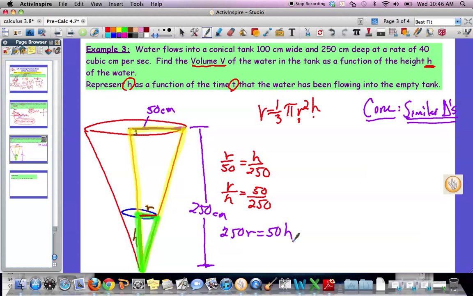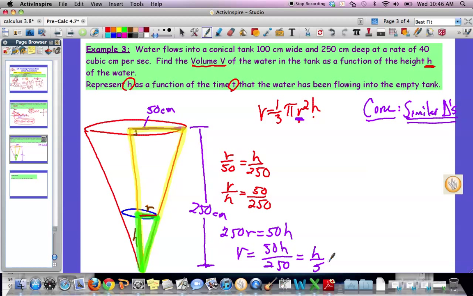Which letter did I say we wanted to get rid of? We wanted to get rid of r. Up here, we wanted to get rid of r. So let's solve this for r. So here's our second equation, in other words. So r will equal 50h divided by 250. If you simplify that, you get h over 5.